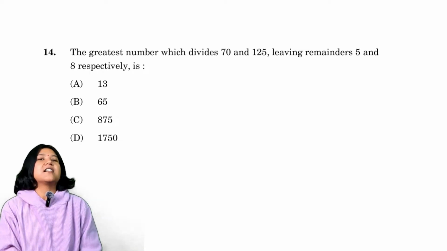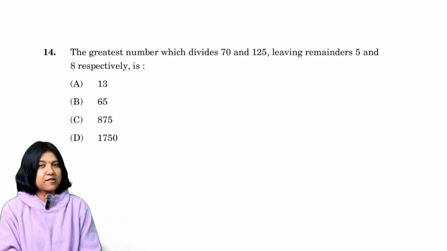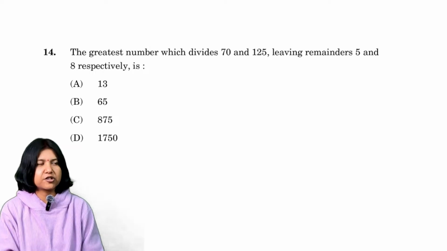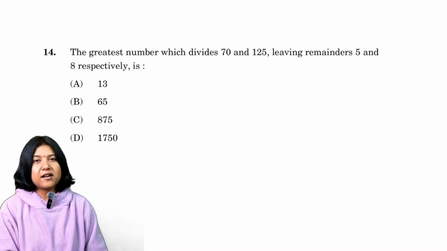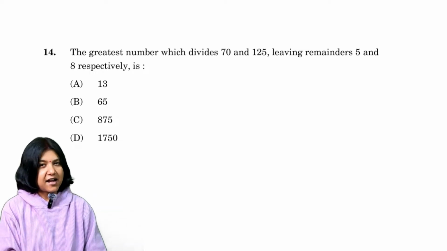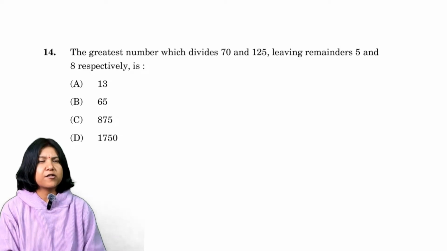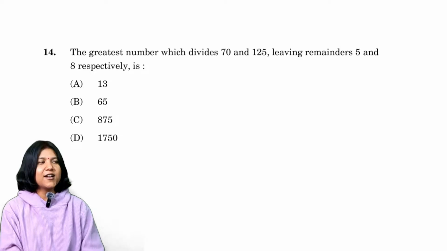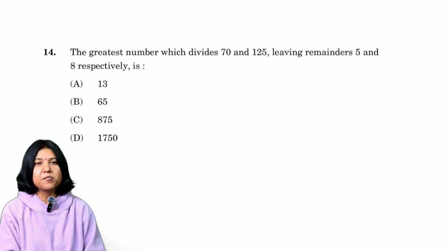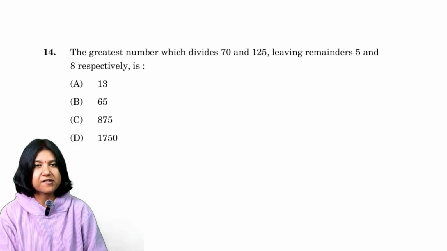They're asking you the greatest number, first of all. So this question is from number system, or the real numbers, the first topic. The greatest number, as in you want to find the highest value which will divide both of them, leaving different remainders. So when remainders are considered, you want to get rid of the remainder to find the exact numbers that this greatest number is dividing.